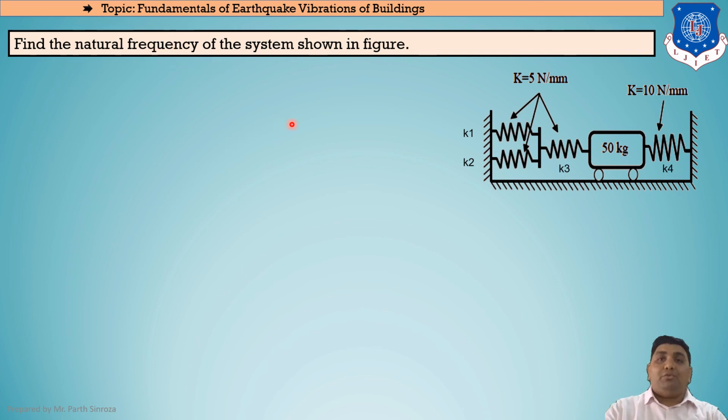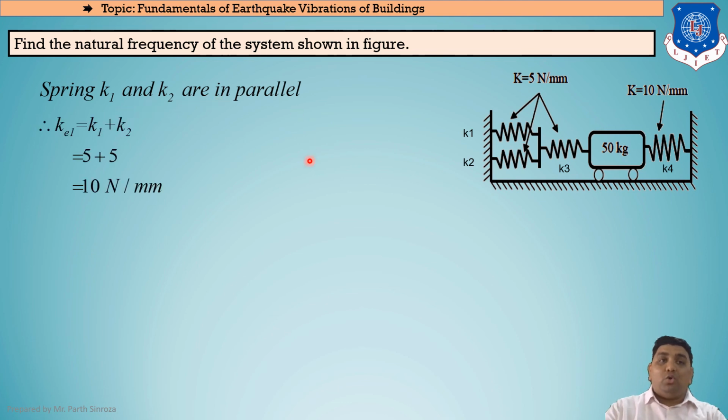Clear? So first and foremost we will be calculating the KE. There are 4 springs connected, so we need to find the equivalent of all 4 springs, but we will go step by step. First we will take these 2 springs, that is K1 and K2, and as we can see, K1 and K2 are in parallel here. So springs K1 and K2 are in parallel, so KE1, that is the equivalent between K1 and K2, can be solved as K1 plus K2.